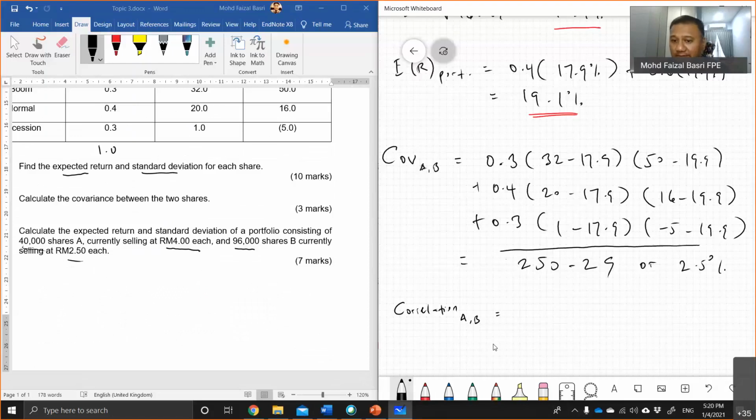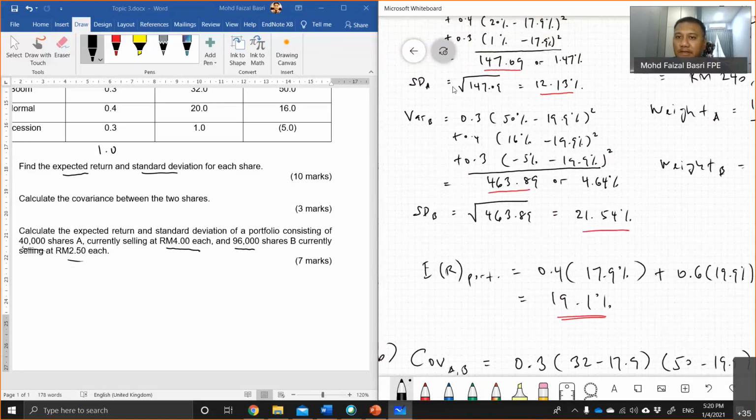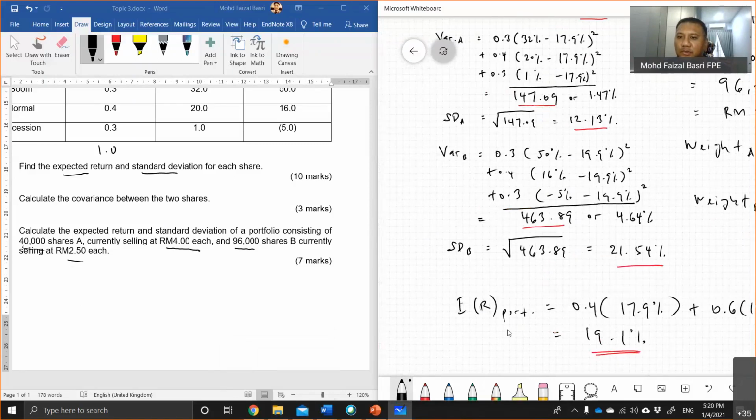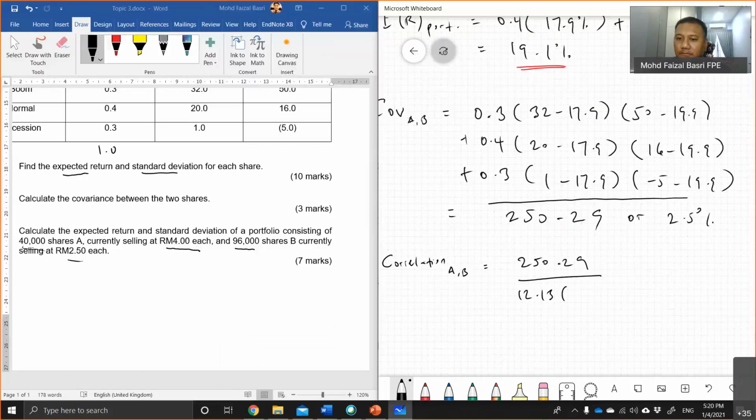We need the covariance formula here. We need the covariance, and sorry, we need to have the standard deviation. Stock A, 12.13. Then we multiply with the standard deviation for stock B, which is 21.54. So here we get 0.96.